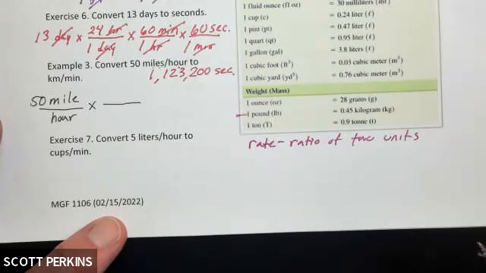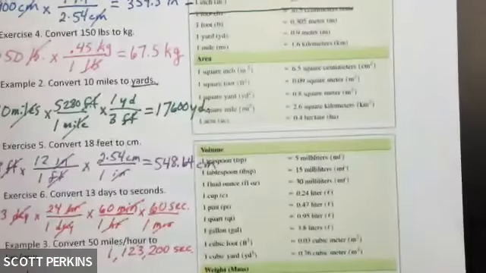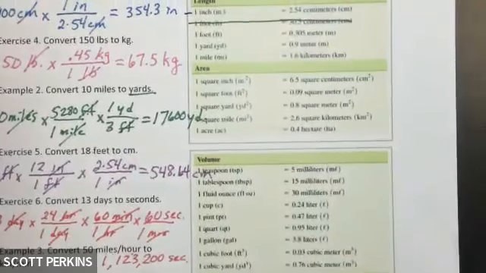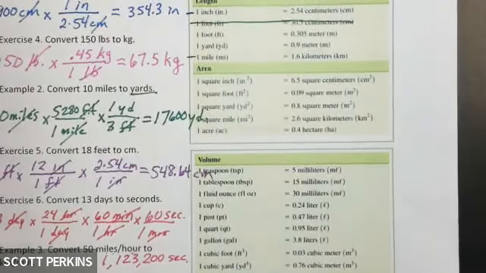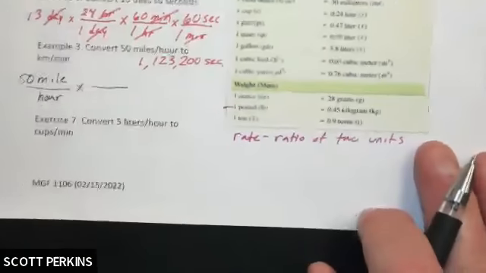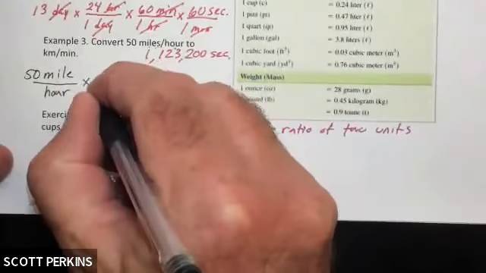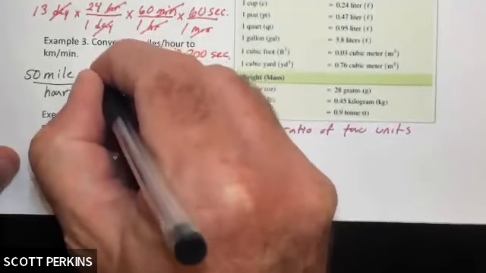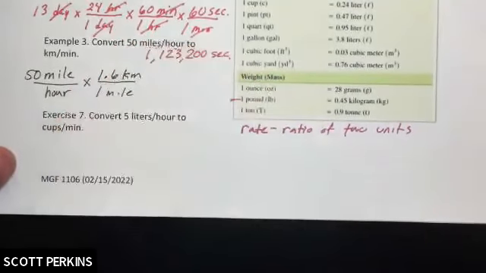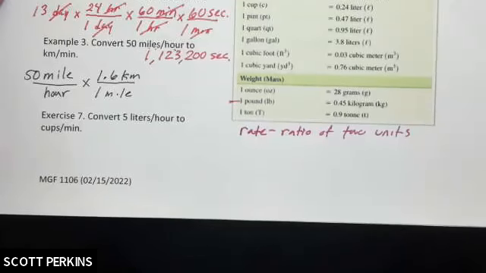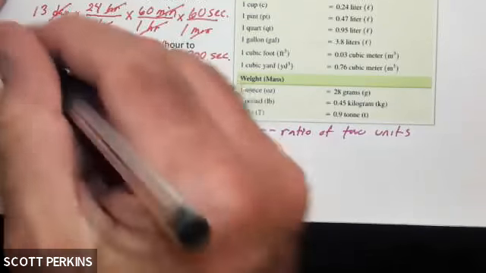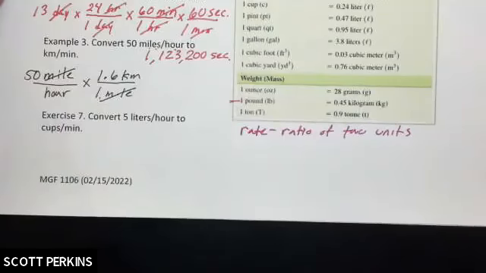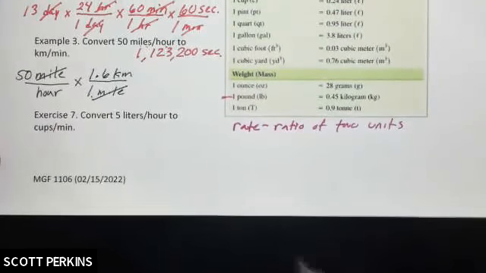So according to my table, do I have a conversion between miles and kilometers? Yes, I do. It's right here. 1 mile is 1.6 kilometers. Okay, great. So I'm going to use that. And so 1 mile, I'm putting that in the denominator. 1 mile is 1.6 kilometers. The reason I put the 1 mile in the denominator is the same reason for all the other problems. It's now going to cancel with the other mile. Times.